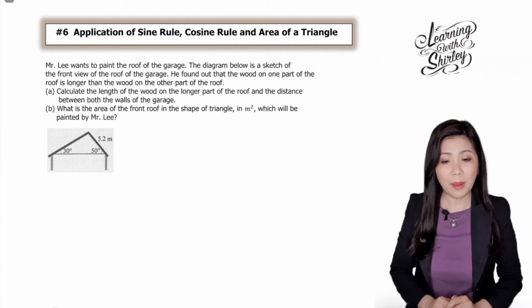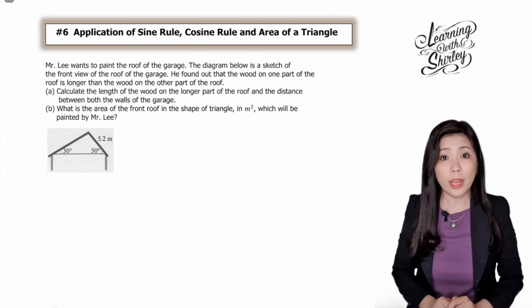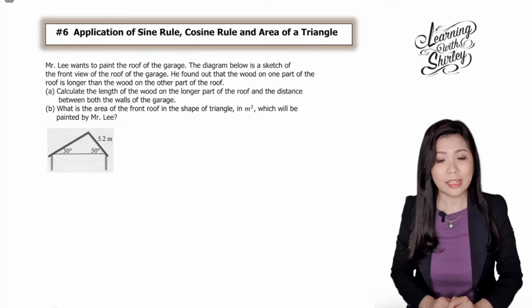The next part is about application of sine rule, cosine rule and also area of a triangle. Let's look at this example. Mr. Lee wants to paint the roof of the garage. The diagram below is a sketch of the front view of the roof of the garage.